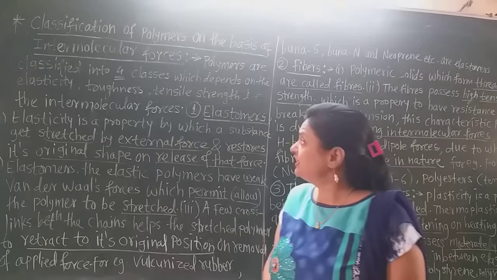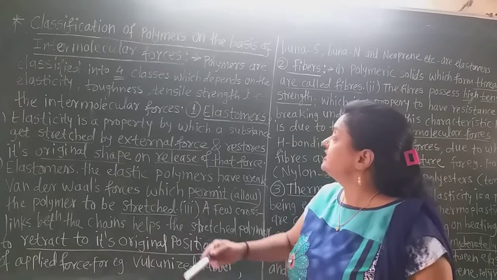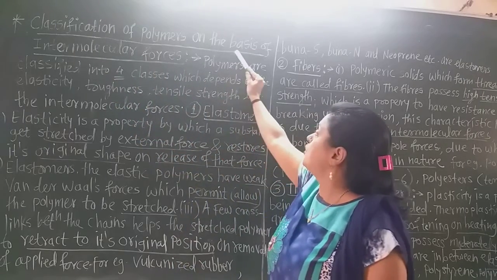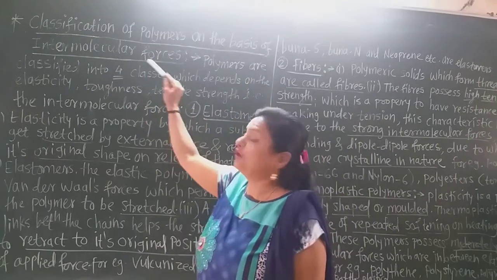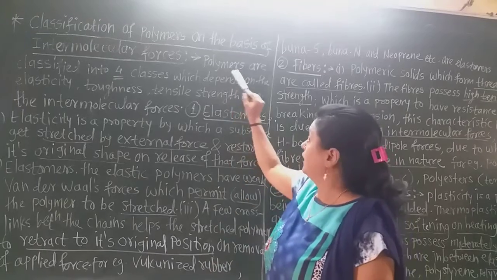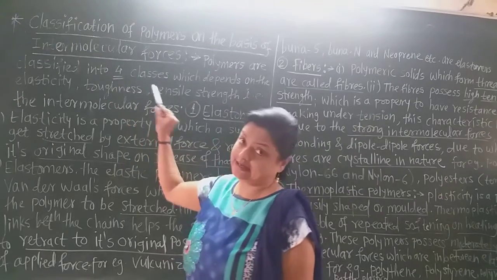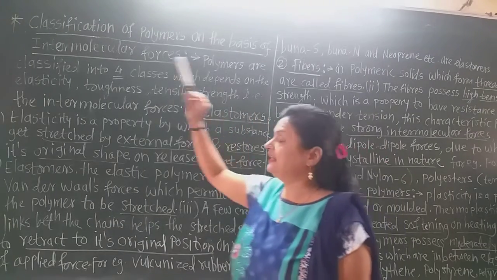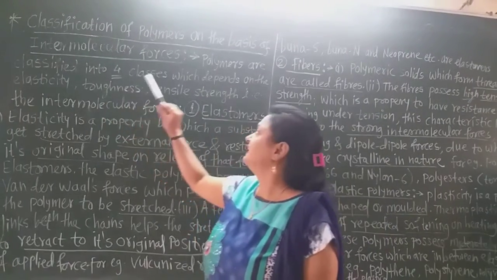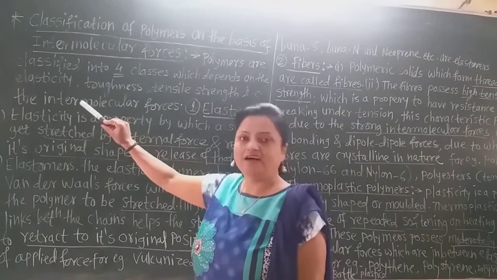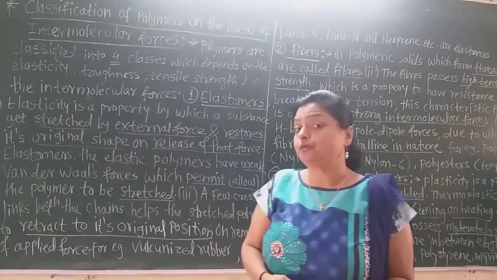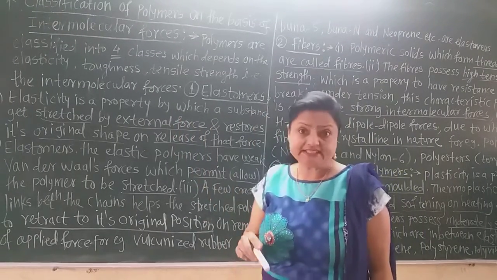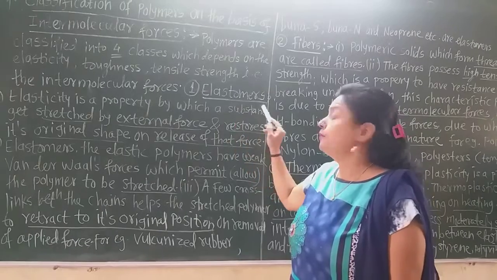Now let us see the first class of this. Now see here, this is the classification of polymers on the basis of intermolecular forces. Polymers are classified into four classes on the basis of intermolecular forces, which depend on the elasticity, toughness, tensile strength, and again the intermolecular forces between them. The first class of this type is the elastomers.